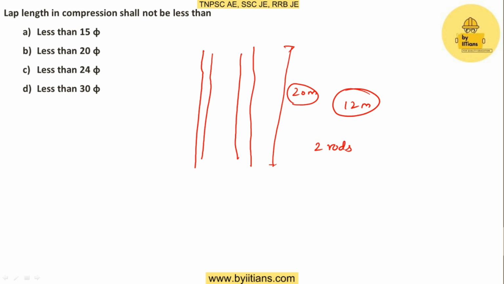Those 2 rods you have to connect. When connecting, how should you connect? For example, I'm giving a view in the horizontal. These are the 2 rods.